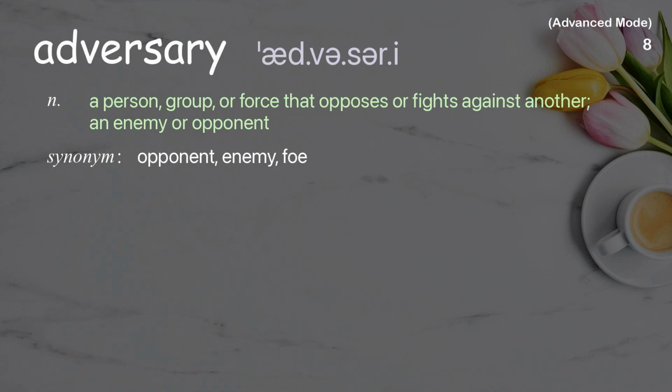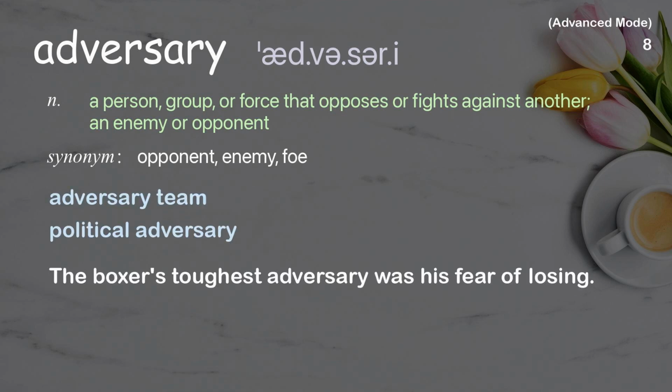Adversary. A person, group, or force that opposes or fights against another, an enemy or opponent. Examples: Adversary team. Political adversary. The boxer's toughest adversary was his fear of losing.